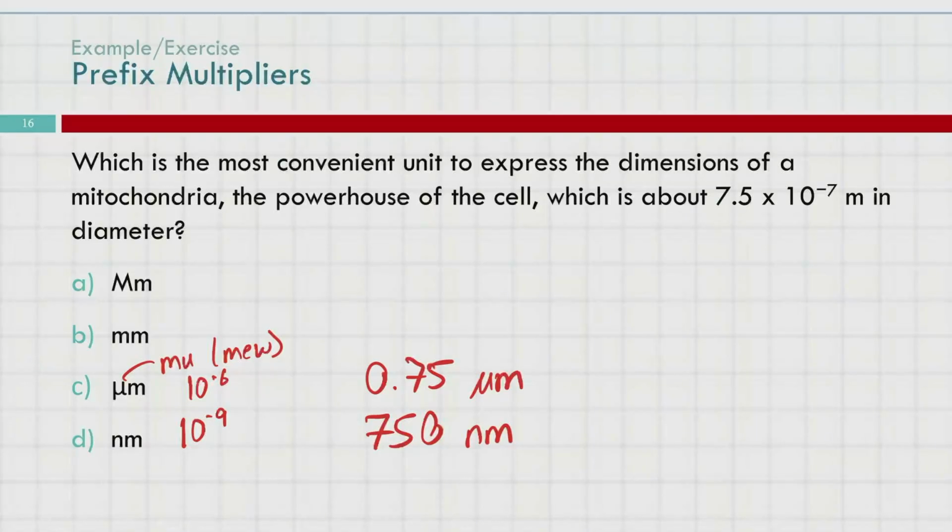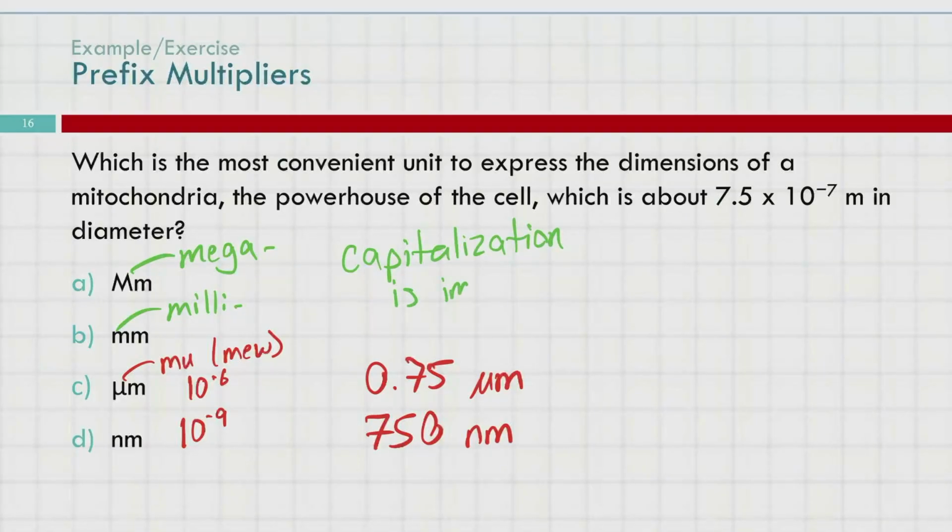Another thing I'd like to point out here, if we look at A and B, our first two options, one of them is a capital M, the other one's a lowercase m. Those are for different prefixes. The capital M is for mega, the lowercase m is for milli. There are other such instances where capitalization is very important. If you use the capital when you meant to use the lowercase, that could throw you off on calculations. So case is important, upper or lower.